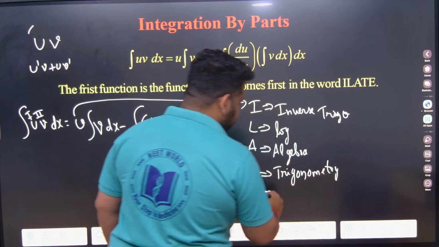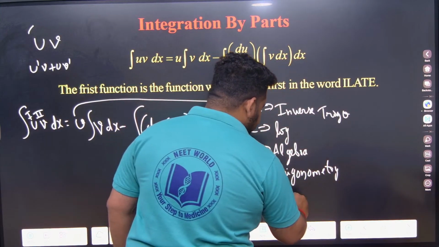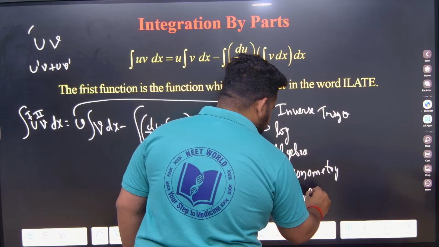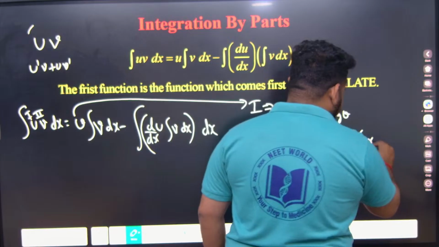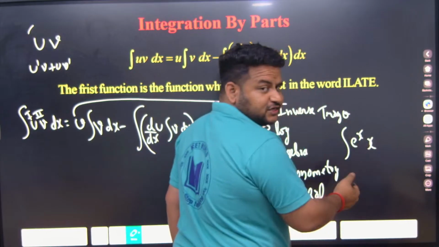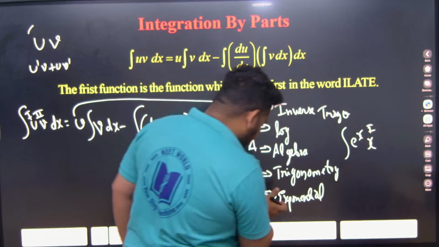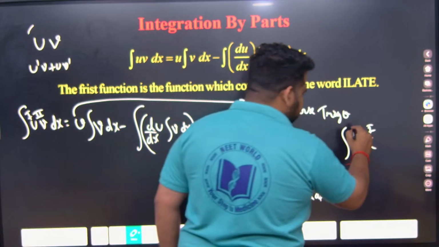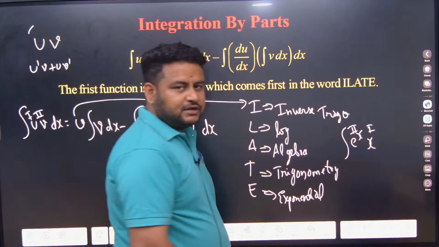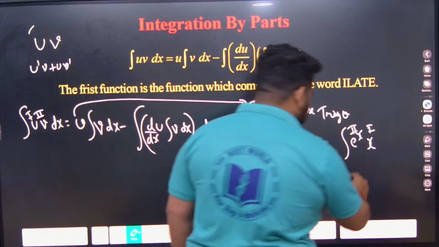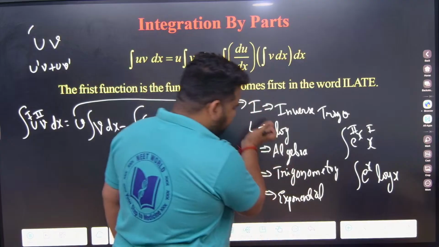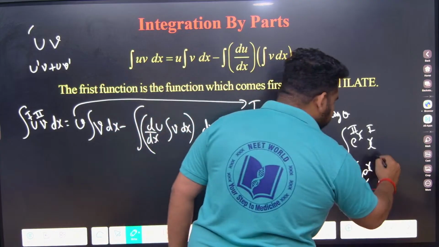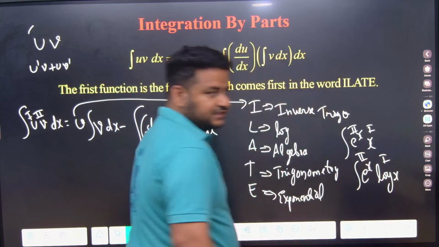And the least priority is given to the exponential function. Suppose I have e power x into x, which will be the first function? x is algebraic, which comes above exponential, so x will be the first function and e power x will be the second function. Suppose I have e power x into log x, which will be the first function? Log comes above exponential, so I give log as the first function and e power x as the second function, like this.